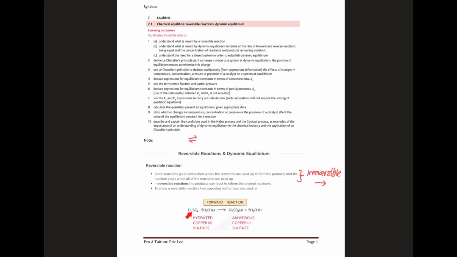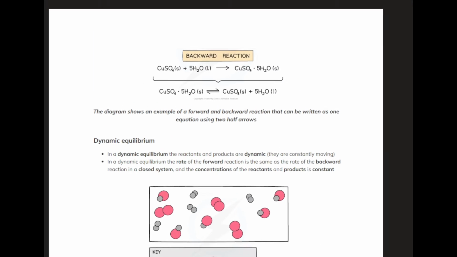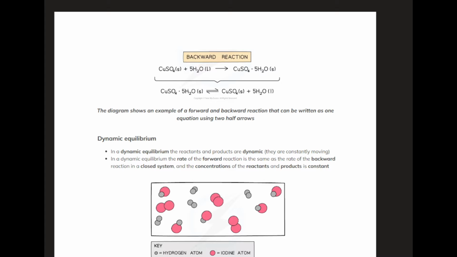So this is hydrated copper(II) sulfate. You heat it up, then it becomes anhydrous copper(II) sulfate. The water comes out. This is the water of crystallization that we practiced before. Now let's see here. This is the backward reaction, where the anhydrous copper(II) sulfate reacts with 5 water molecules to form the crystal, and overall we put it in this way to show reversible reactions.